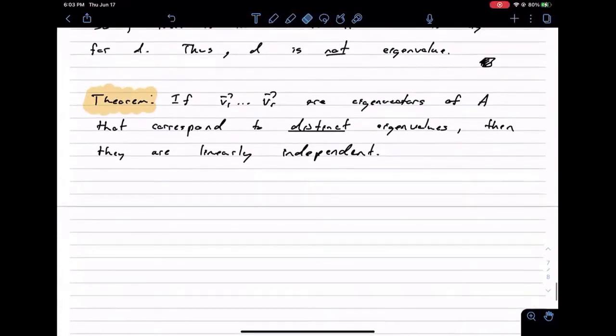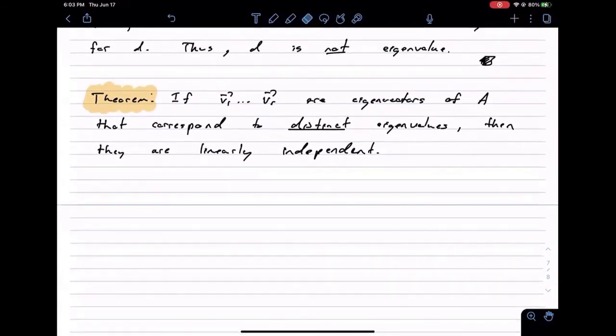Last theorem of the section. If v1 through vr are eigenvectors of A that correspond to distinct eigenvalues, then the vectors are linearly independent. So v1 through vr are eigenvectors, each one for a different eigenvalue, and those eigenvectors are linearly independent. The proof of the theorem is interesting. It's a little complex, so I won't go through it in class. That kind of thing won't be required.